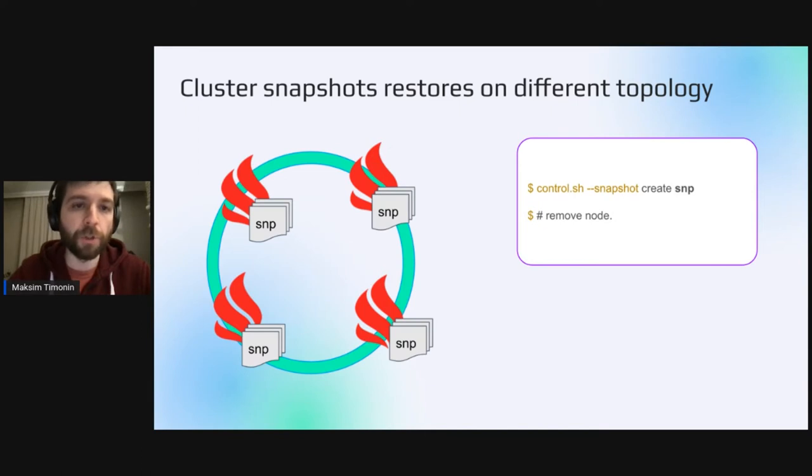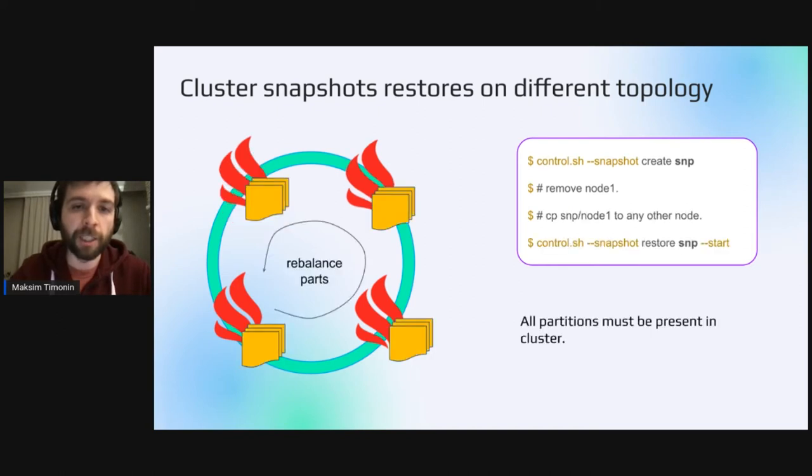The same works if you want to restore on a cluster that was downsized. For example, you decided to remove one node, and it is the same. You can restore the full data in your cluster with the control utility script. But the one thing you should remember is that when you decide to remove one node, you should copy the full data from this node to any other node in the cluster to make the data available for the restoring procedure. After that, the control utility script does all the job automatically for you.